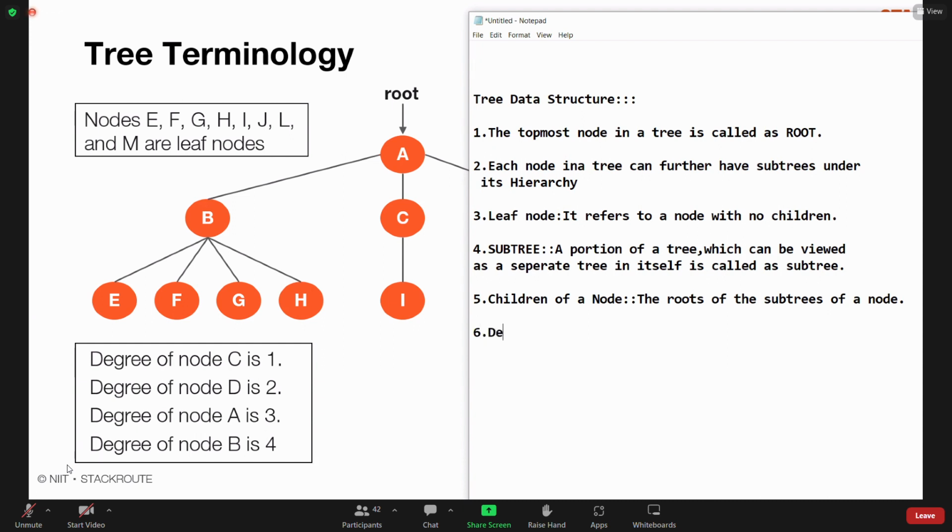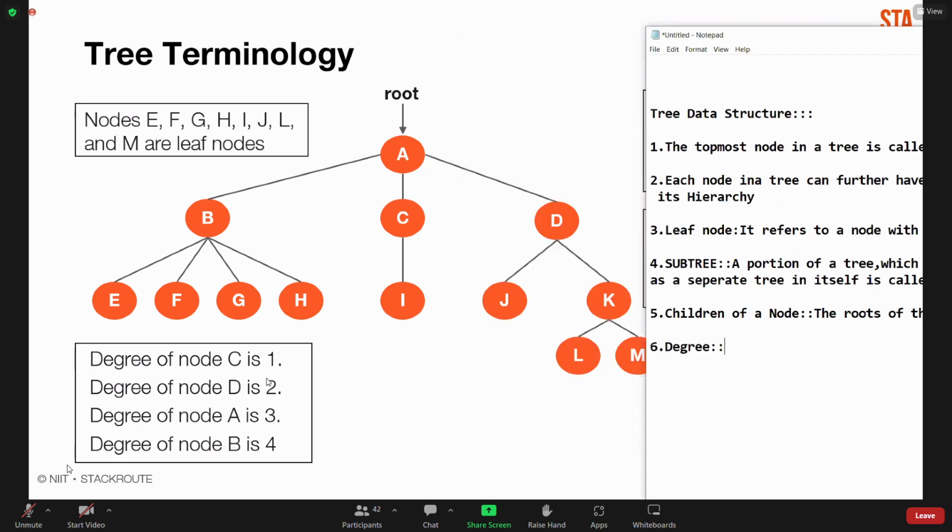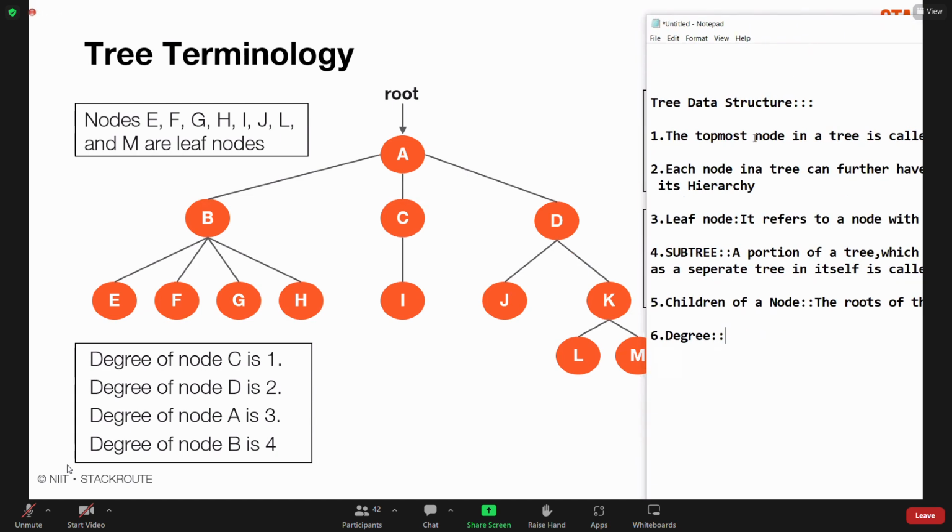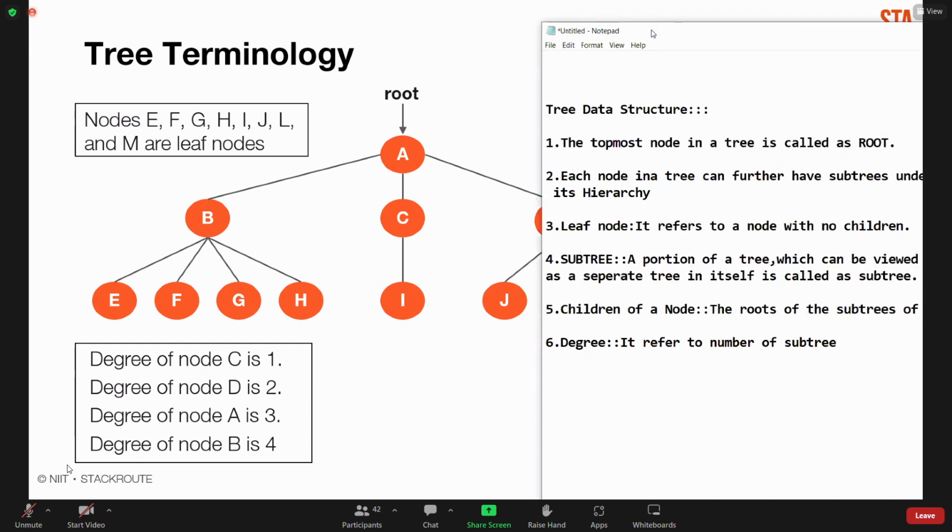So moving to the next term under tree, which is degree, as mentioned in the diagram. What is your understanding of degree? The number of nodes attached. A has three children: B, C, D. C has only one, that is I. D has J and K. The number of children at the first division, the initial division. Correct. It refers to the number of subtrees.